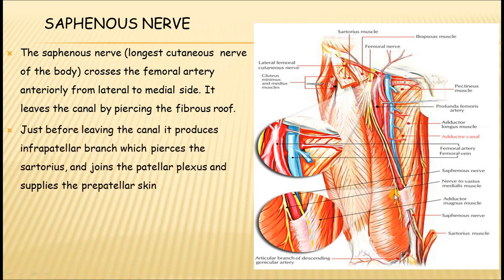So just before exiting from the adductor canal, it gives an infrapatellar branch which is going to join the patellar plexus and supply the skin over the patella. That is the prepatellar skin. So the saphenous nerve gives a prepatellar branch, and then it becomes cutaneous to the medial side of the leg and medial border of the foot.